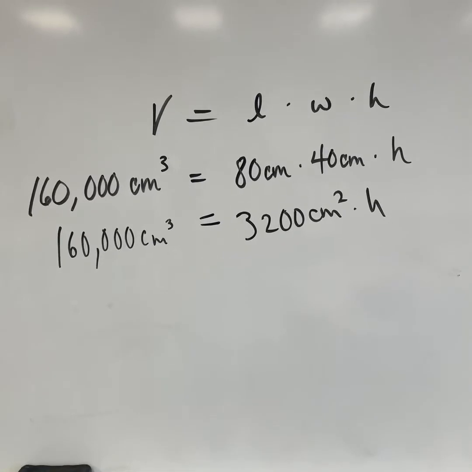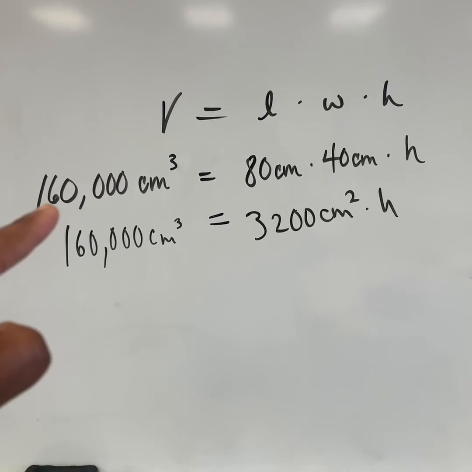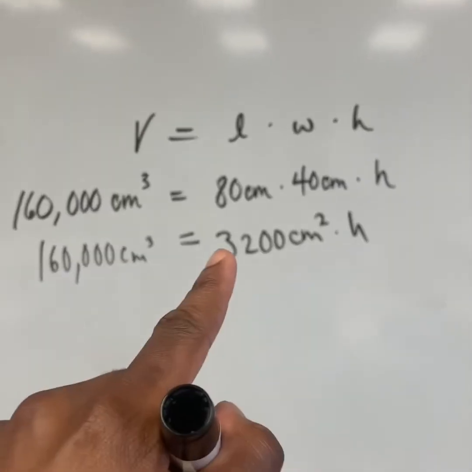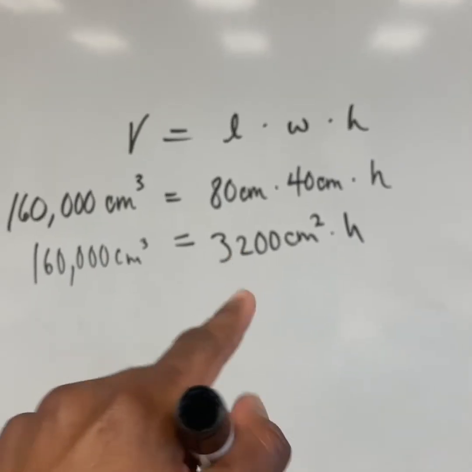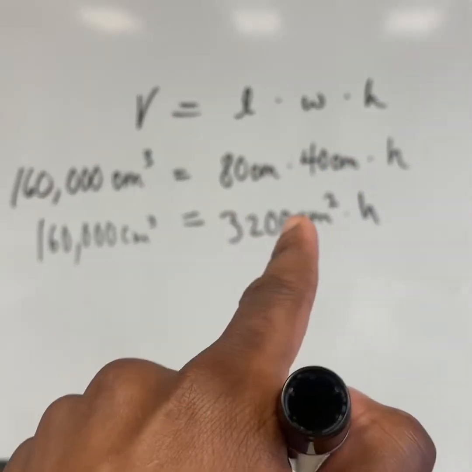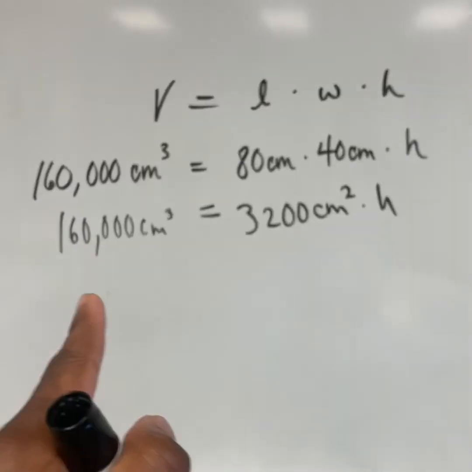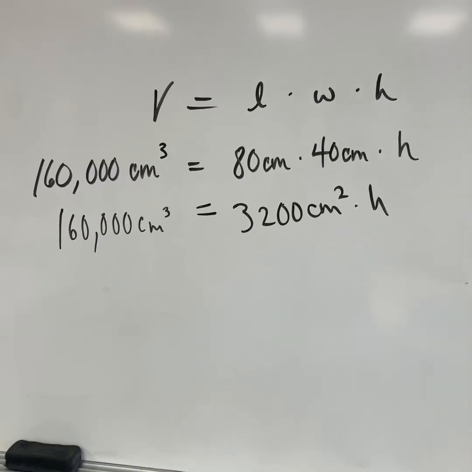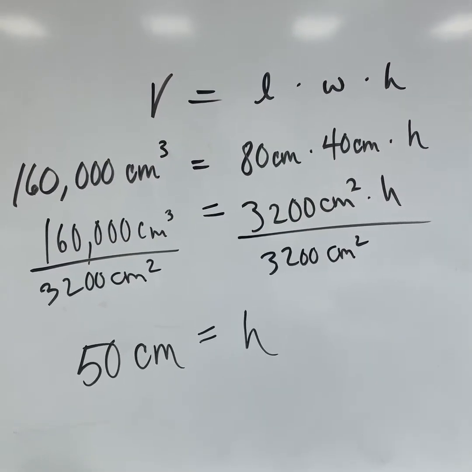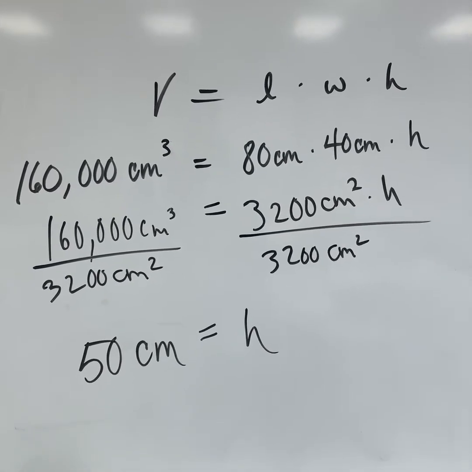So the volume of a rectangular prism is length times width times height. Now over here I have my 160,000 centimeters cubed. I have my 80 centimeters times my 40 centimeters, which gives me 3,200 centimeters squared. All right, so centimeters times centimeters is centimeters to the second power. Now I can divide both of these by 3,200, and then that's what's going to give me my height. And there it is. When I divide both sides by 3,200, I have 50 centimeters. So my height is 50 centimeters.